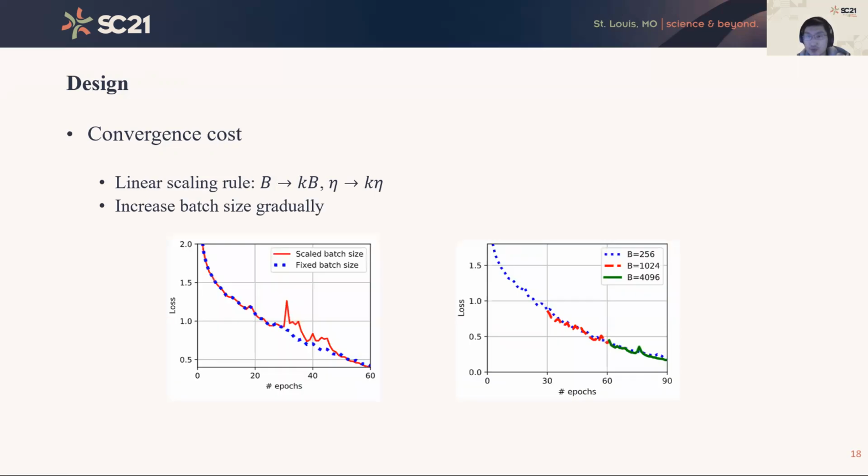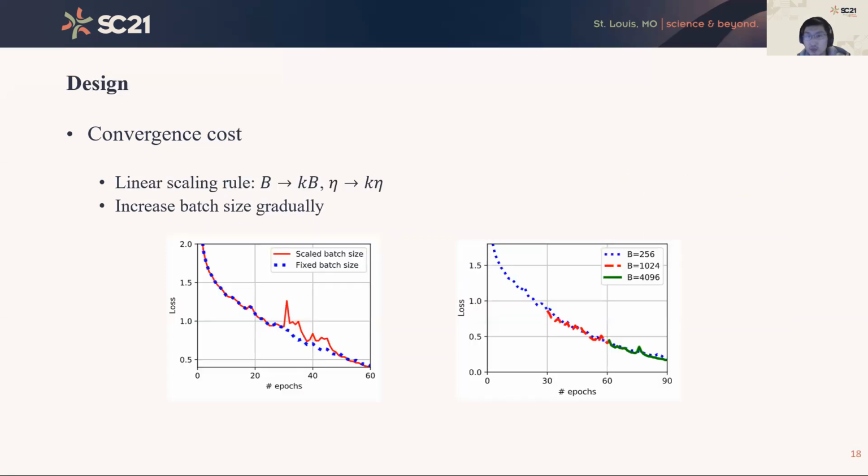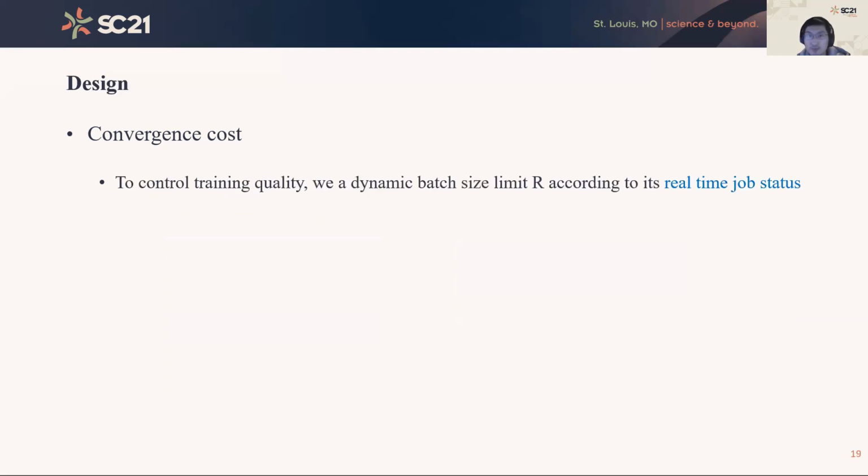We also need to avoid a too large batch size gap before and after scaling, because this may result in a sudden increase in the training loss. Instead, we can increase the batch size gradually, as shown on the right.